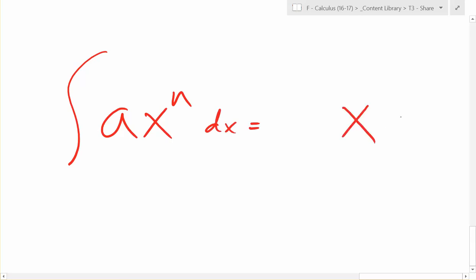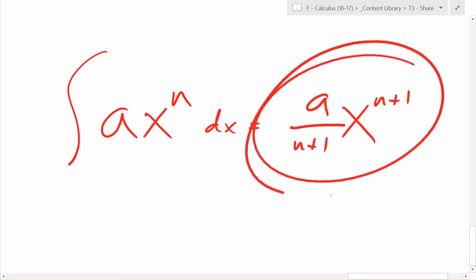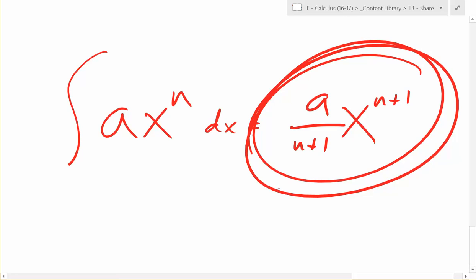X to the what power? Just do it logically. What power does it have to be? You're going up. N plus 1, right? But that a is still there, so it's going to be a over what? N plus 1. Because when you take the derivative of this, you drop the n plus 1 to the front, and it cancels with the n plus 1 in the denominator.